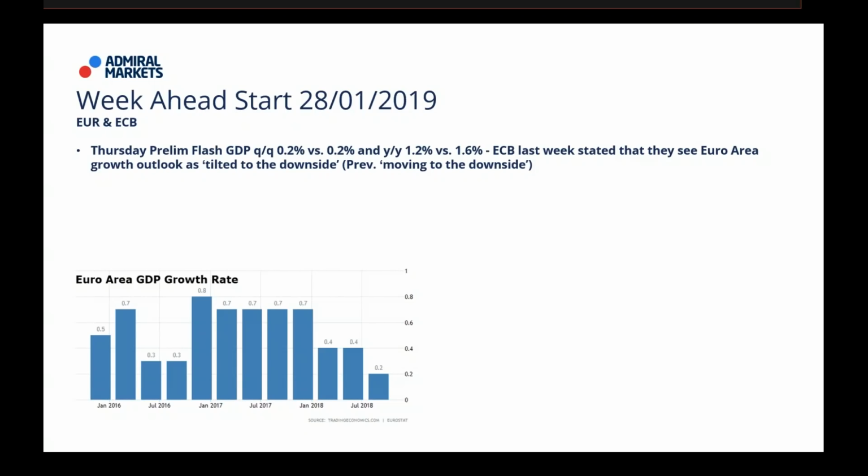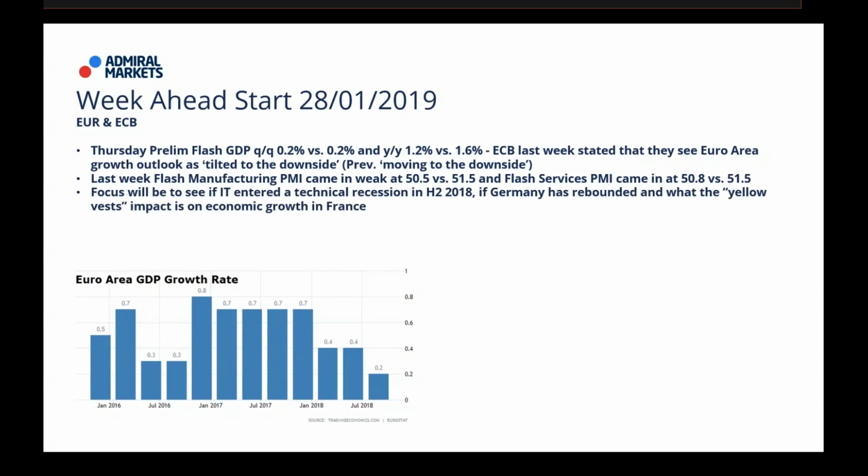Draghi clearly stated last week that if the market starts pricing in an early 2020 rate hike, currently the market is pricing in a Q4 rate hike, then the market will have understood the ECB correctly. So the market is behind the curve here. Last week, we also saw flash manufacturing PMI coming in at 50.1 versus 51.5, and services PMI coming lower than last time. So economic growth is slowing in the Eurozone. Focus will be to see if Italy entered a technical recession late last year, if Germany has rebounded. Highly unlikely. We did avoid a recession so far, but we'll have to see.